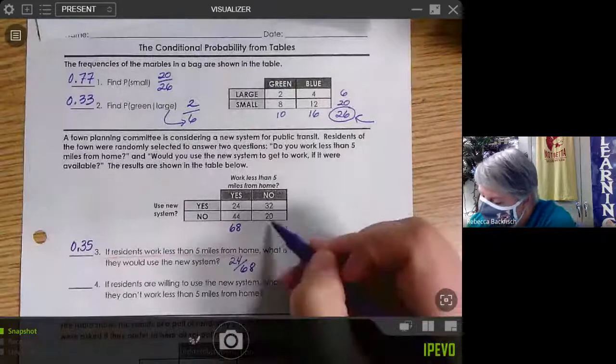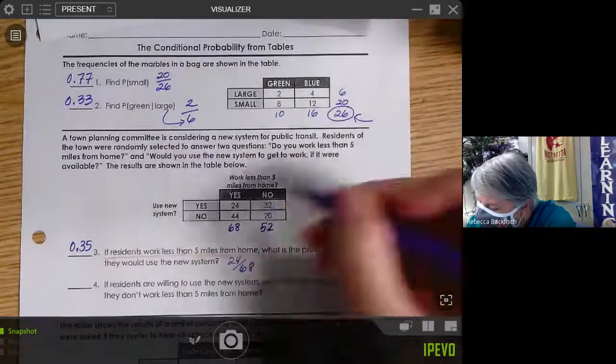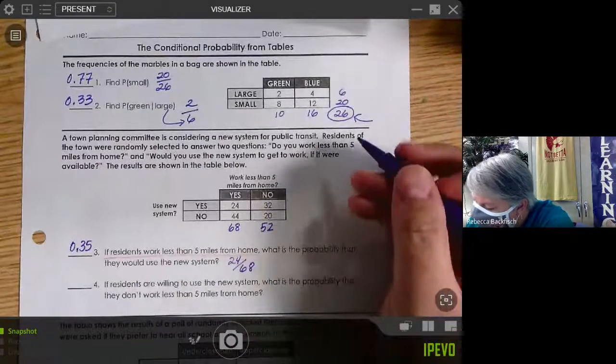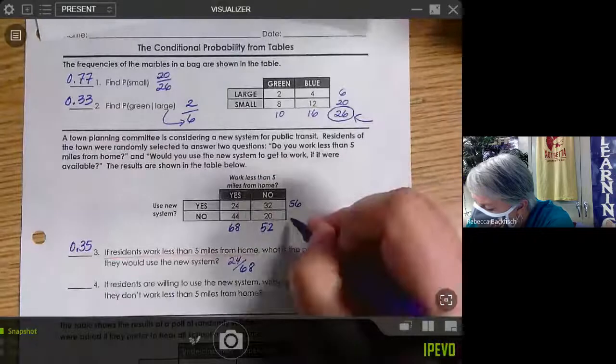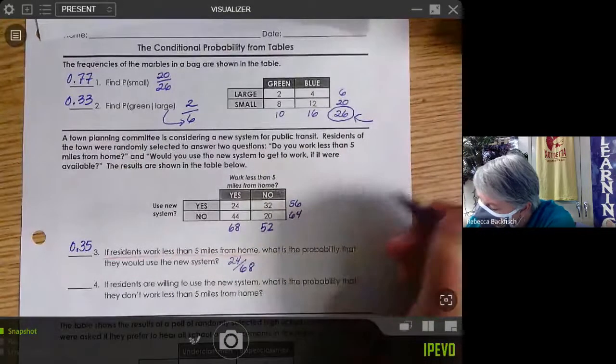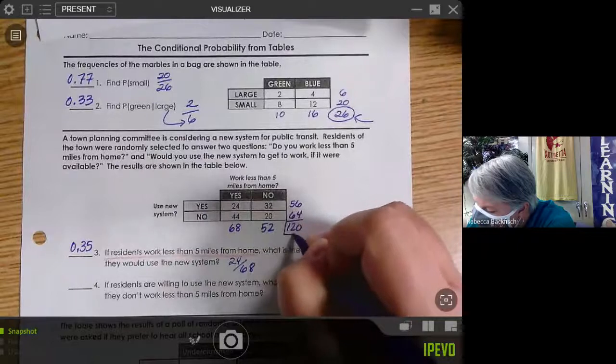All right, let's go ahead and find the rest of our totals. 32 and 20 is 52. 24 and 32 is 56. 44 and 20 is 64. And that gives me 120 total. That's how many people were polled.